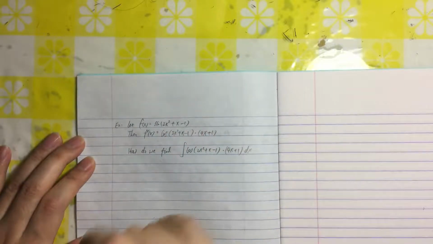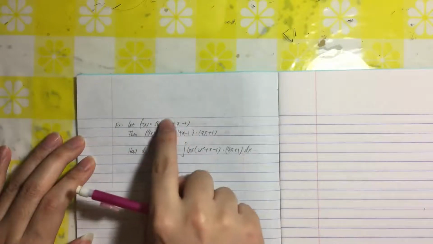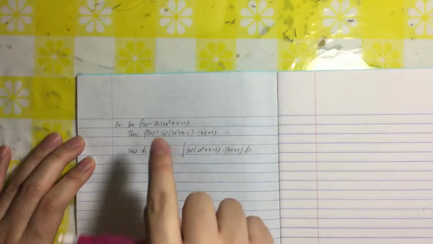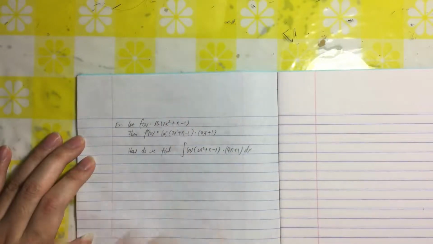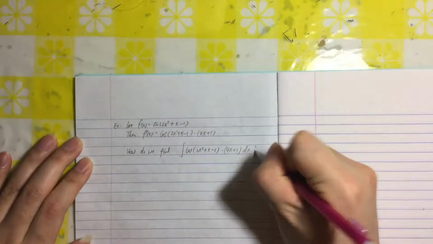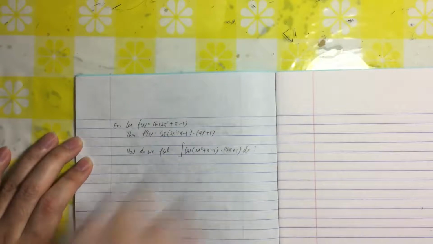We know that since this function is the derivative of the function above, when I take the antiderivative, it must go back to the original f of x. But how do we go back to there? How do we take this antiderivative and go back to this function?